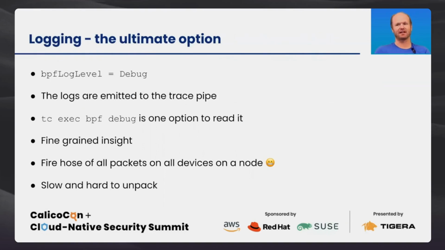Sometimes it can happen that none of what I've talked about before will help you to troubleshoot your issue. The ultimate option here is logging. We can turn on logging of the BPF programs, which gives you traces of how the packets go through those programs. These logs are essentially printk from the kernel, and they are directed into the trace pipe. And you can go and see them in various ways, one of which is the command up on the slide. And it gives you extremely fine-grained insight into what is happening.